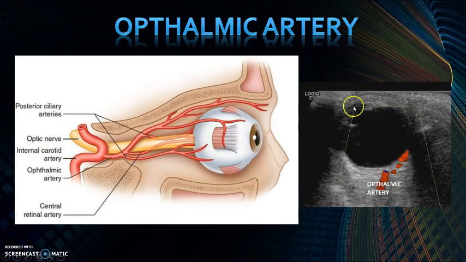And here's an ultrasound image. Here's the globe. The ophthalmic artery can be seen here. And then these are ciliary branches right here.